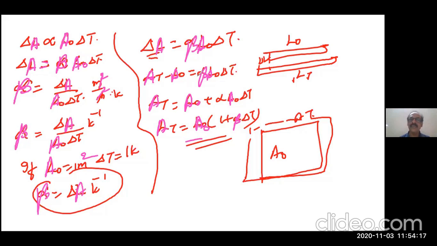Is it clear? Now volume, if it comes, same idea. Delta V is proportional to V naught delta T, and beta becomes gamma. Everywhere the changes will come. Finally here, Vt is equal to V naught into 1 plus gamma delta T. Gamma is the coefficient of cubical expansion. These are the three derivations. I will give the note, you can go through it. Is it clear? Did you understand? Yes, sir.